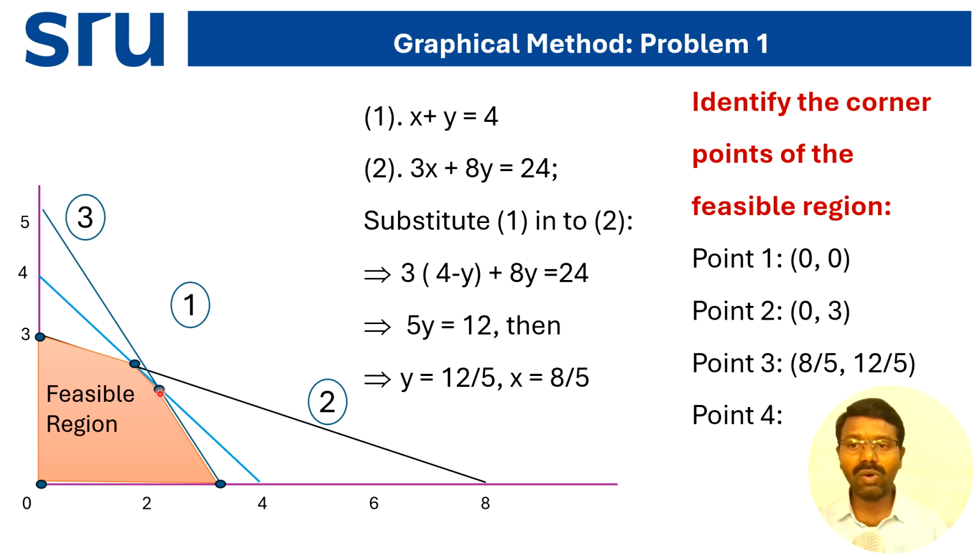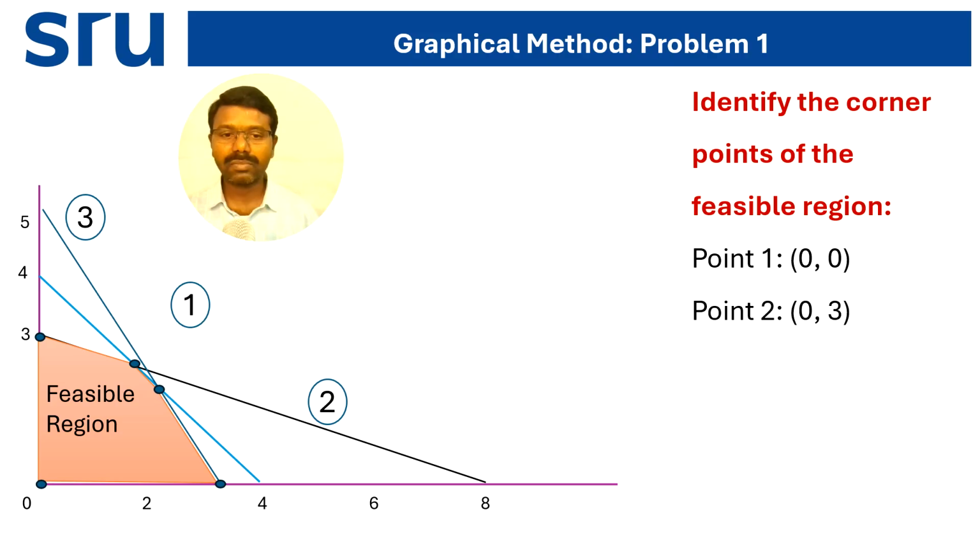The point 4 I will get by this: here this is the first equation it is going through, and this is the third equation. This point 4 is the intersection point of equation 1 and 3. If I solve equation 1 and 3 for the intersection point, then I will get this point, that will become the fourth point.